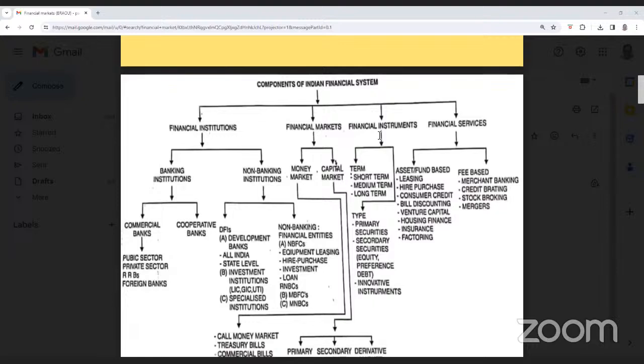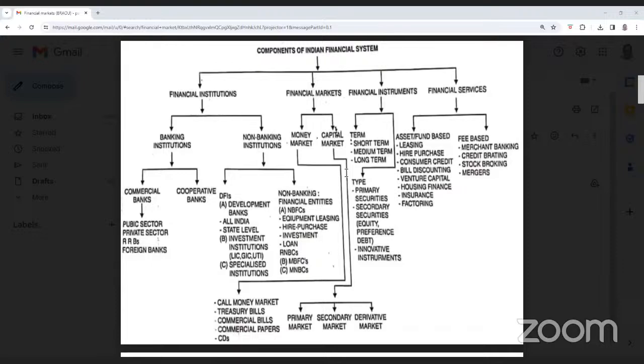Financial services. These are the financial services: one is asset or fund based, that is leasing, hire purchase, consumer credit, bill discounting, venture capital, housing finance, insurance and factoring. And fee based, that is merchant banking, credit rating, stock broking and mergers. These are the Indian financial system. If you want to take a screenshot, you can take it.